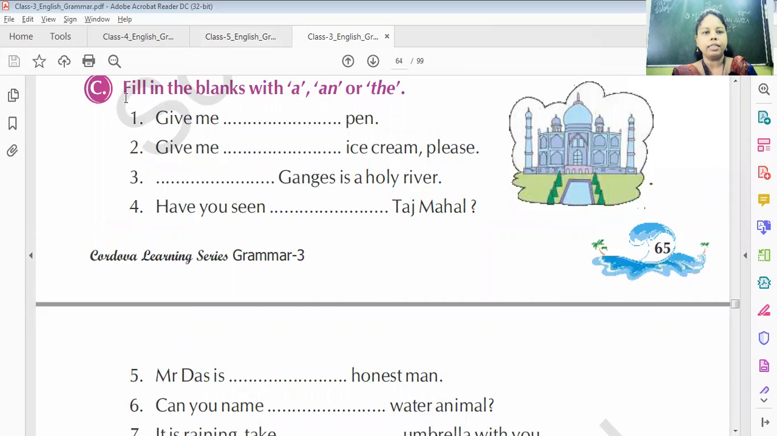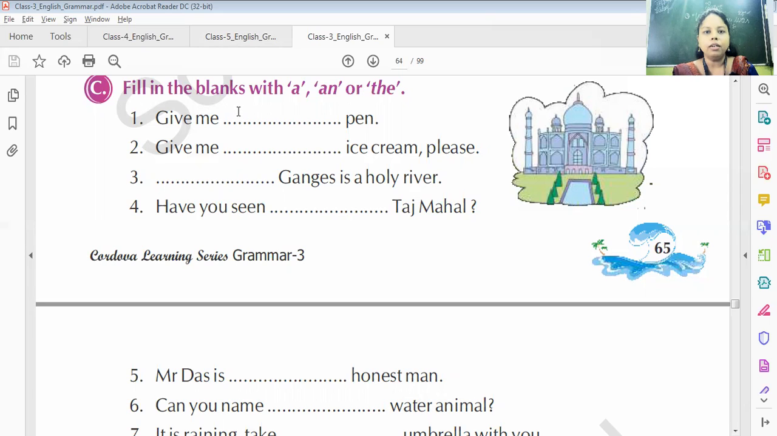Friends, let's move to the next exercise. Fill the blanks with A and the. We already studied that where we have to use A and the. We have to use A with the consonant sound, which is coming of sound of consonant. We have to use an with the sound of vowel, and the with a proper place, proper name of any holy book, any river, any sea. Understand these type of things. You already studied this thing.